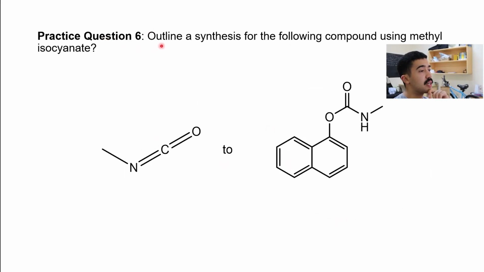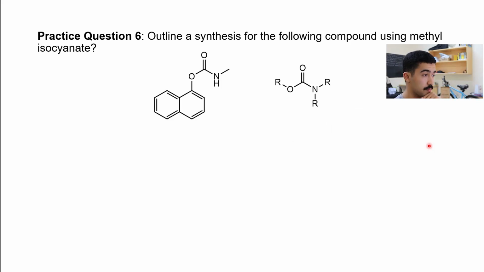Practice question 6. It says, outline a synthesis for the following compound using methyl isocyanate. So we're asked to convert methyl isocyanate into this weird ring structure. Okay? So let's go ahead and start step 1 by identifying what this final compound is. Do we see any familiar functional groups? If there's a functional group that we recognize, can we think of any reactions that we could potentially use to synthesize our product, starting with, again, methyl isocyanate?